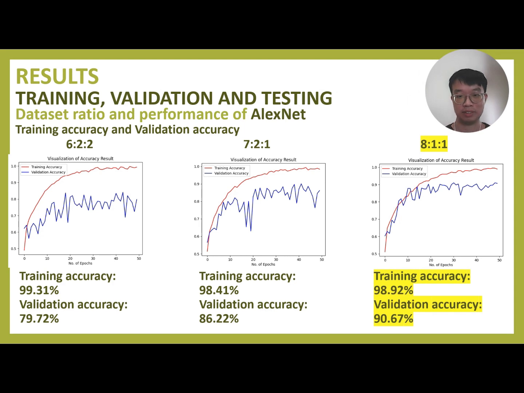The next CNN model to be discussed is LSNet. The LSNet that is trained using 811 dataset ratio has the best training accuracy and validation accuracy. Its training accuracy is 98.92% and validation accuracy is 90.67%.